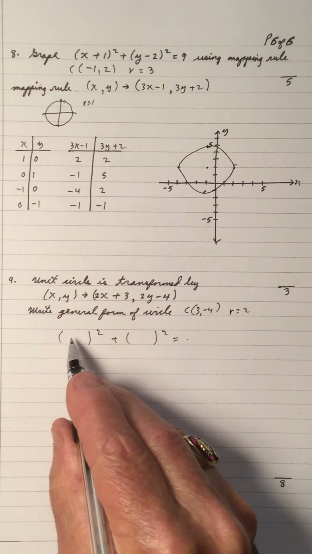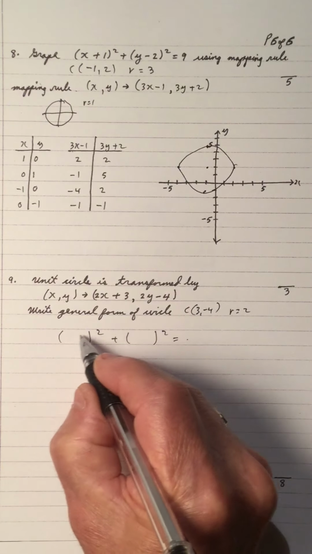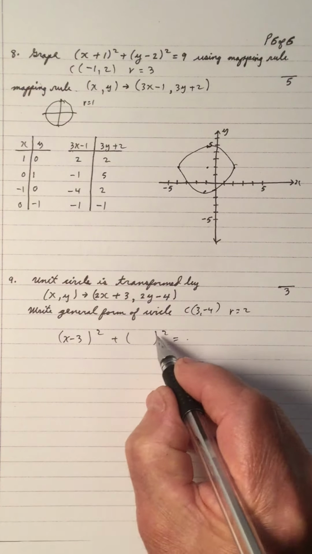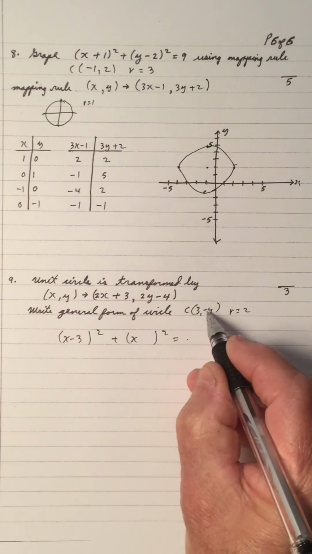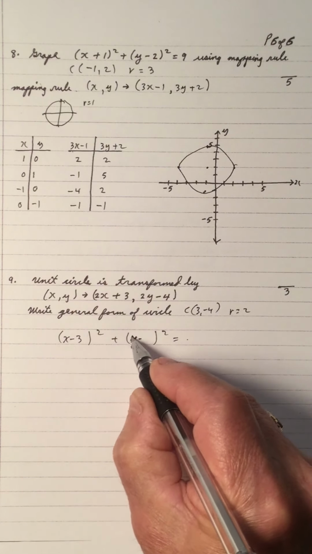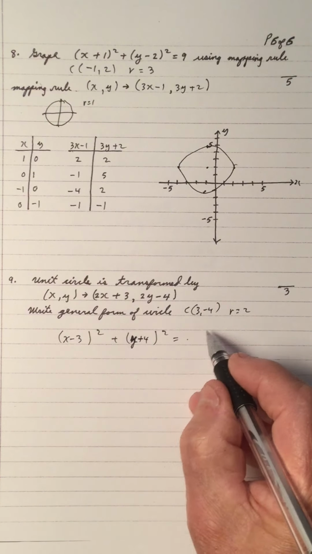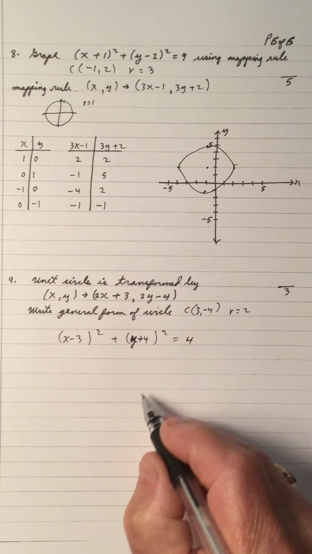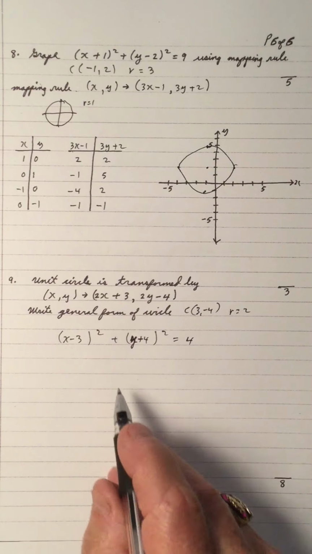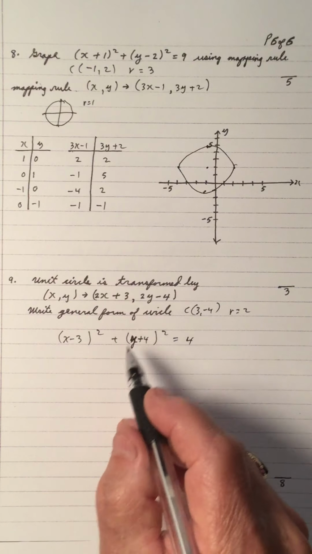So let's put it into the center radius form. So this is plus 3, so this is a minus 3 squared. That's a minus 4, that's a y, plus 4. And the radius is 2, so 2 squared is 4. So there it is in this standard form, center radius, taking it from the mapping rule.